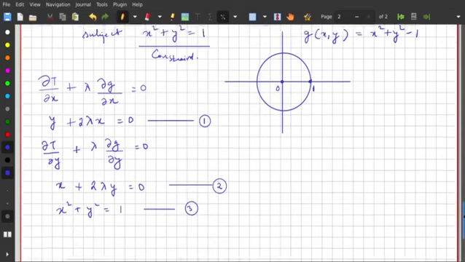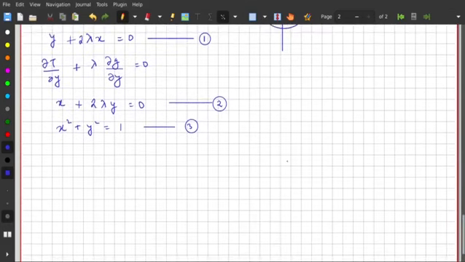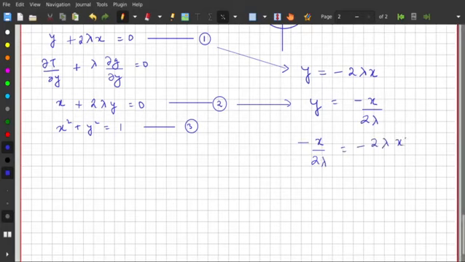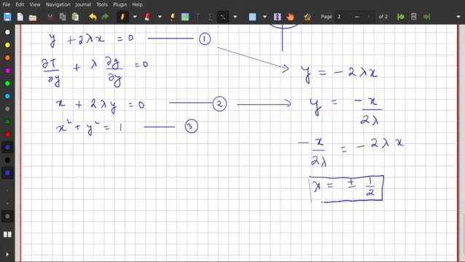So using all these three equations, from equation 1 we can write y equals minus 2 lambda x, and from equation 2 we can write y equals minus x by 2 lambda. If we equate these two expressions for y, we can solve for lambda. That becomes minus x by 2 lambda equals minus 2 lambda x. Solving for lambda, we get lambda equals plus or minus half. So we figured out what lambda is.